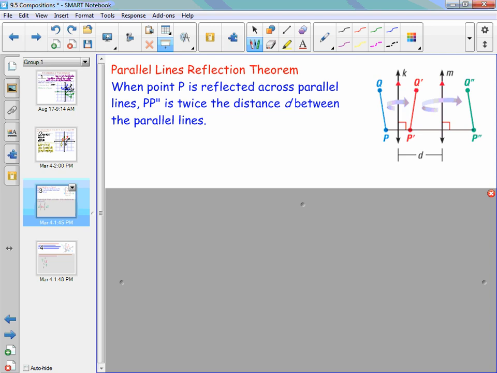One of the theorems that comes about in this section is the double reflection, or the parallel reflection theorem. When a point P, or Q, doesn't matter which one, is reflected across parallel lines, the distance from the original pre-image P to the resulting image P double prime is twice the distance between the parallel lines. So whatever the distance between K and M is called D. This segment here is D. P to P double prime, or Q to Q double prime, is 2D.